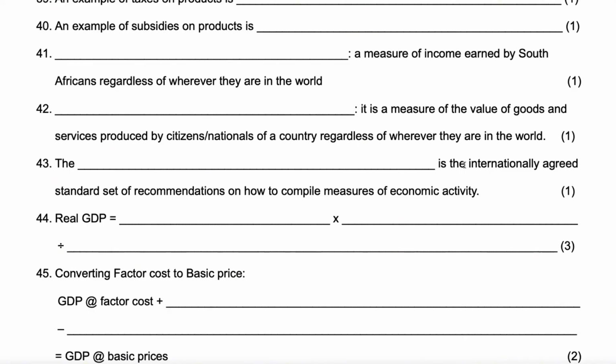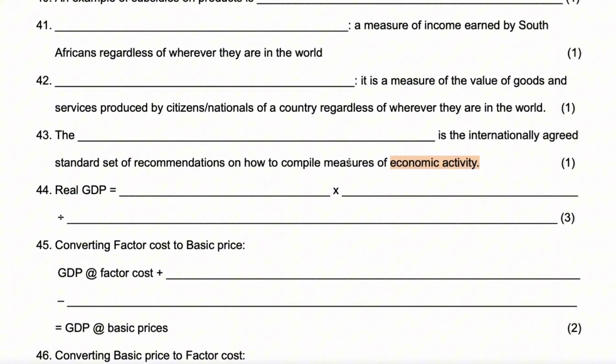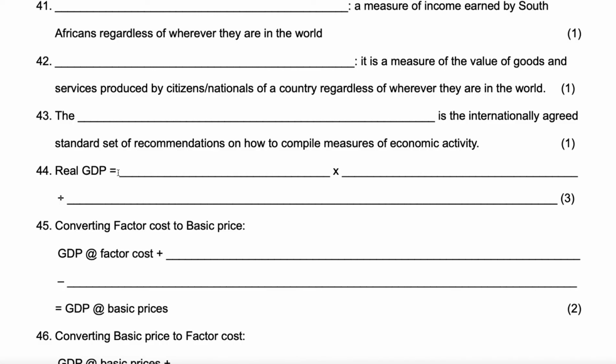Now, what is the internationally agreed standard set of recommendations on how to compile measures of economic activity? That's systems of national accounts. Then how would you convert something to real GDP? Well, it's kind of vague here, but we want you to tell us, how would we get real GDP? If we are given nominal GDP, we multiply that by 100, and divide by the deflator. If you do that, we are calculating real GDP.